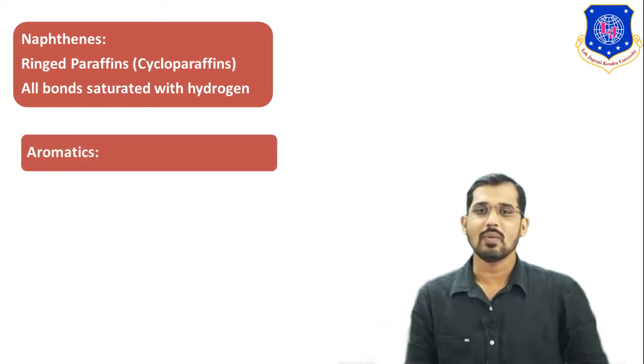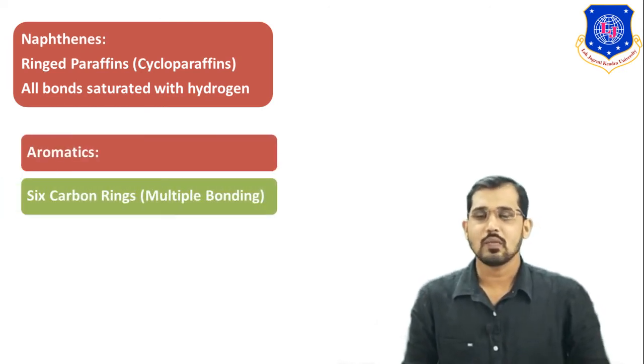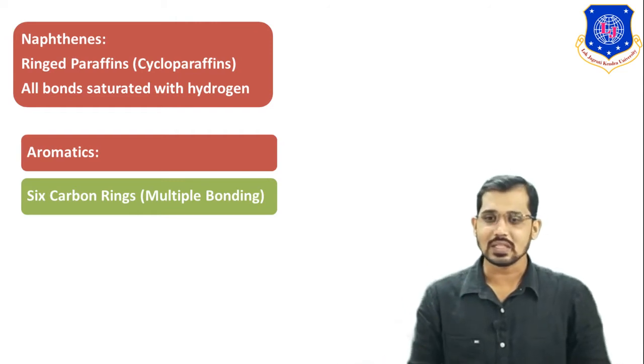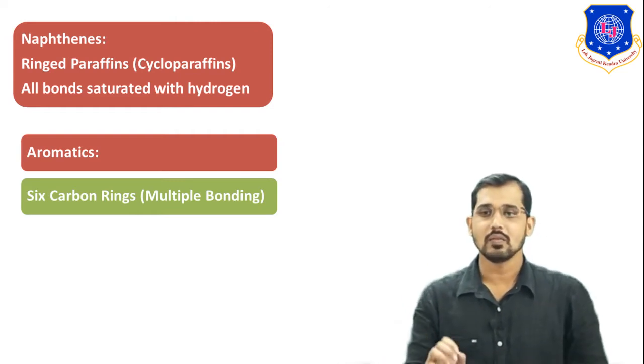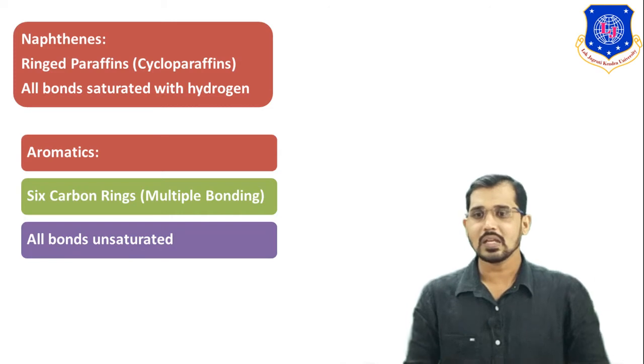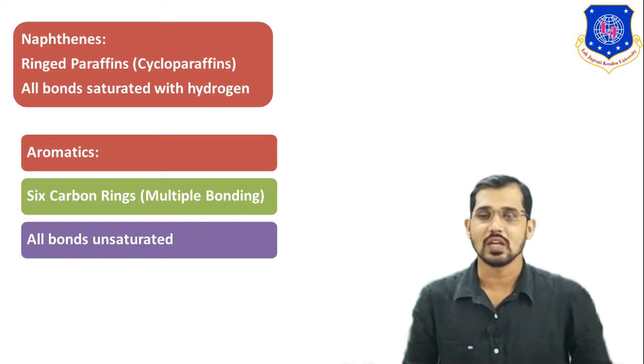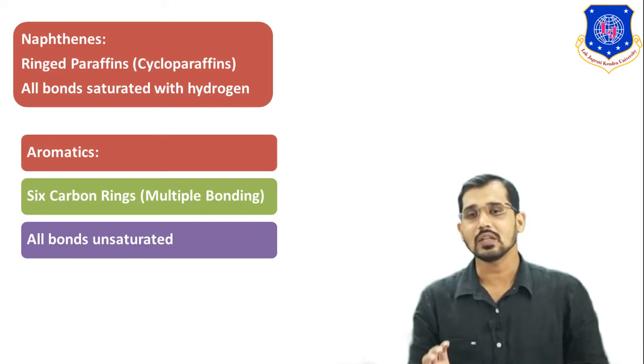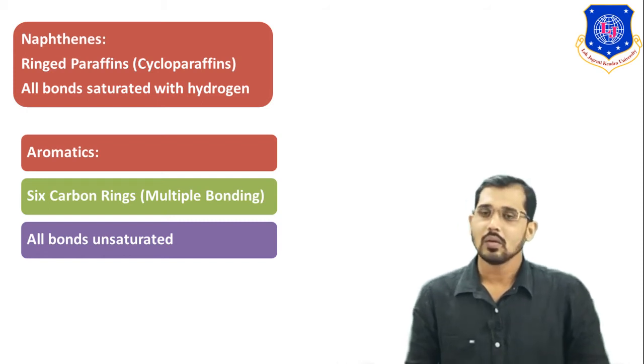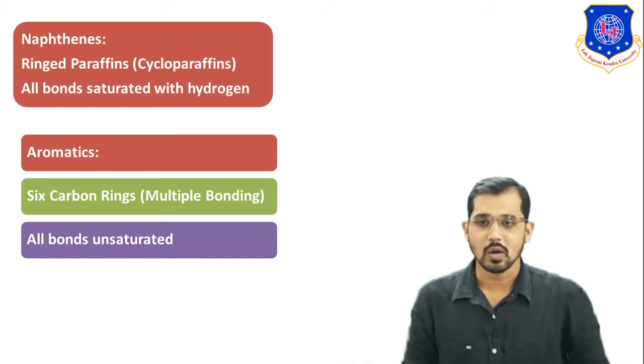After that, you can see aromatics. The important point is, first, six carbon rings with multiple bonding, means there will be six carbon rings. After that, all bonds are unsaturated, means they are linked with double bonds. That is nothing but unsaturated compounds.